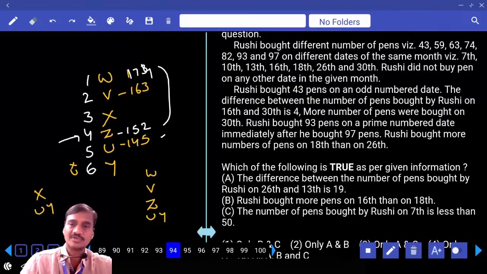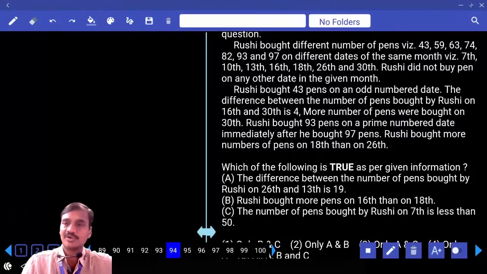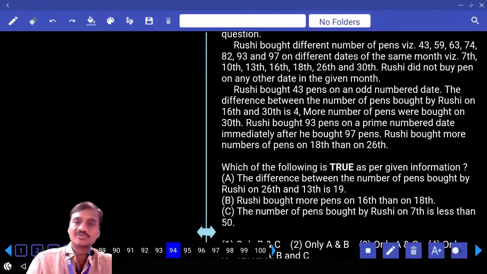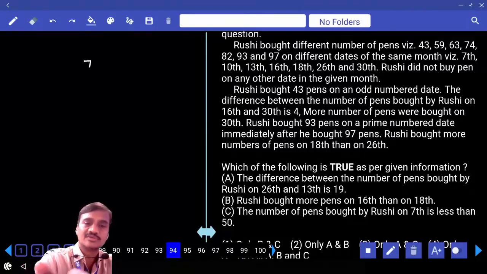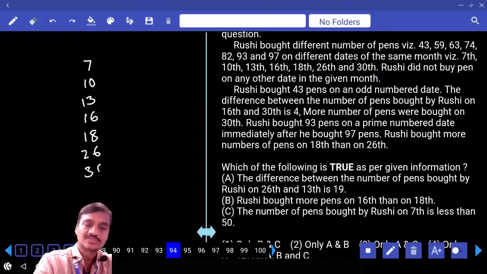Then 94 onwards. Now in this 94, Ruchi bought different numbers of pens on different dates. Dates were given. Whenever these dates are given, write down the dates in ascending order. 7, 10, next one 13, 16, 18, and 26, and 30th as well. Hence 7 dates were there.